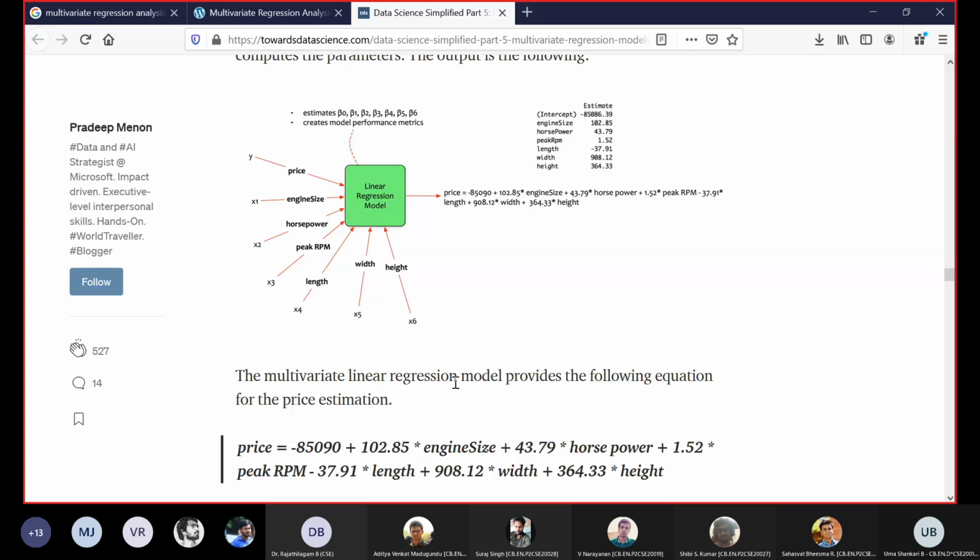So for price estimation, now you have beta naught plus beta 1 into x1 plus beta 2 into x2 plus beta 3 into x3. So likewise it goes on. Once you have this estimate, your model is ready.